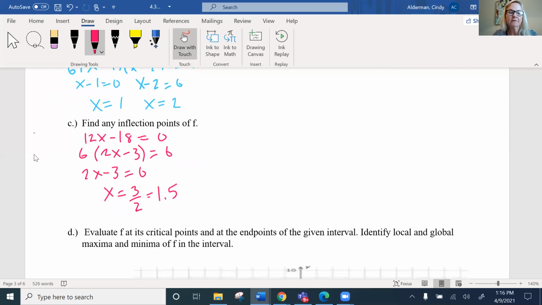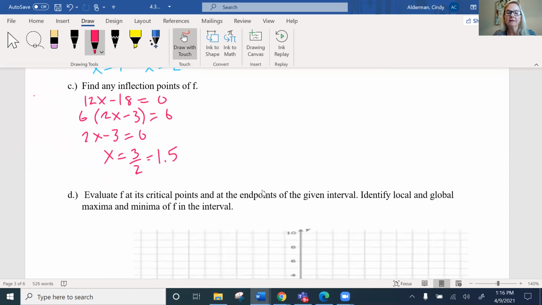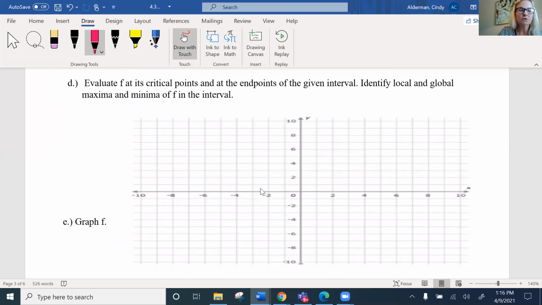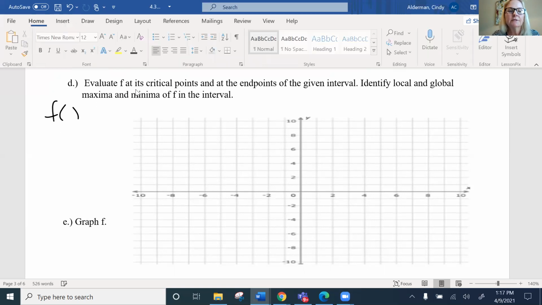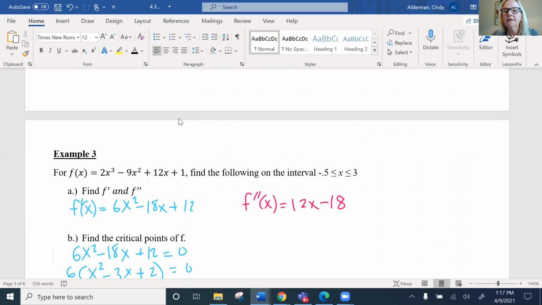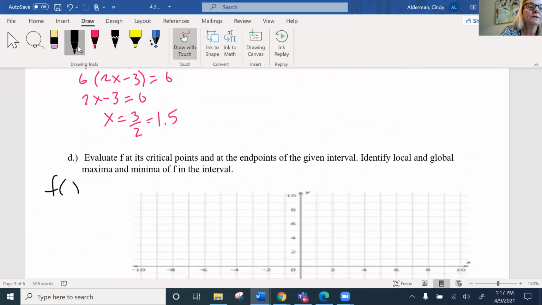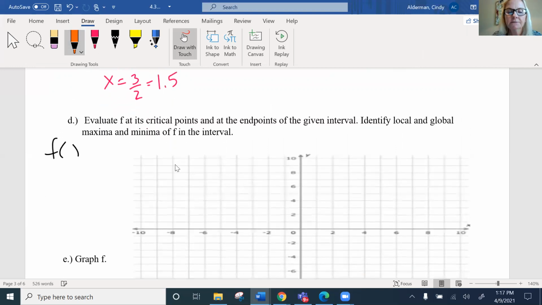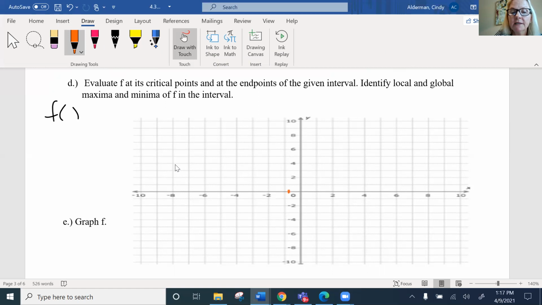Okay, now it says to evaluate f at its critical points and at the endpoints of the given interval, and identify the local and global max and min of f in that interval. Okay, so let's get the interval in here. Interval is -1/2 to 3. So let's see, where is that on there? This would be -1, so -1/2 to 3. That's the interval in which we are interested. Okay, so -0.5 and 3.